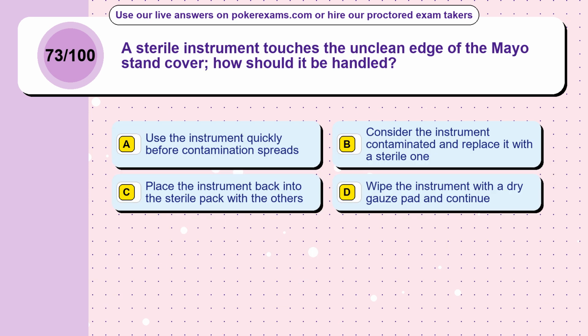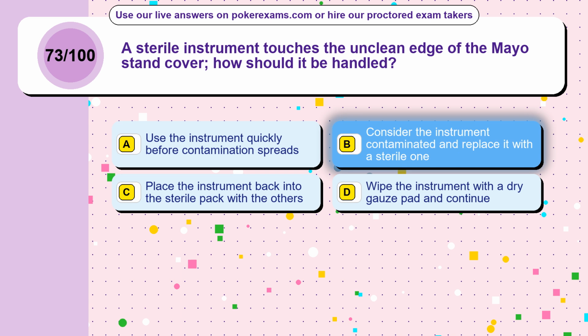Question 73. A sterile instrument touches the unclean edge of the Mayo stand cover. How should it be handled? Option A. Use the instrument quickly before contamination spreads. Option B. Consider the instrument contaminated and replace it with a sterile one. Option C. Place the instrument back into the sterile pack with the others. Option D. Wipe the instrument with a dry gauze pad and continue. The correct answer is option B.